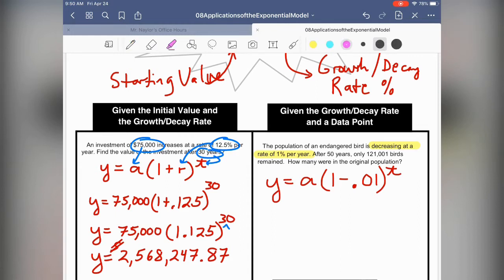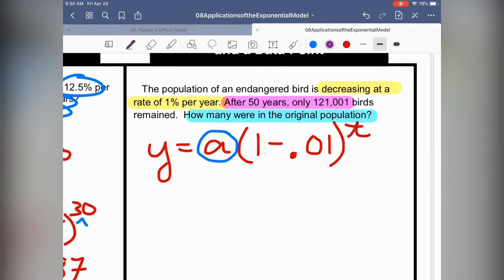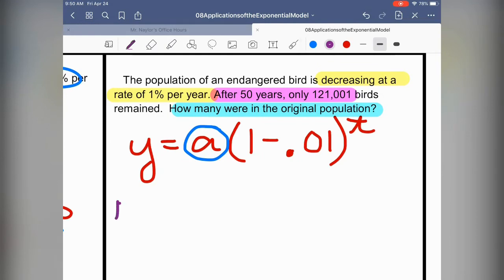Now, as you read on through the rest of the problem, you see here that after 50 years, there's only 121,001 birds remaining. And the question is, what was the original population? So we want to be real careful here to understand that what we're really trying to find is A. In other words, we don't know the starting value. We don't know the original population. So what are we going to do with 50 and 121,000? Well, those two numbers will represent our final value. So we'll put 121,001. We'll put that in for the final value.